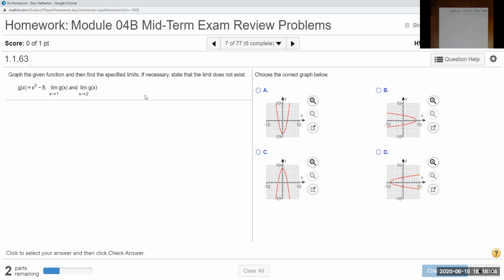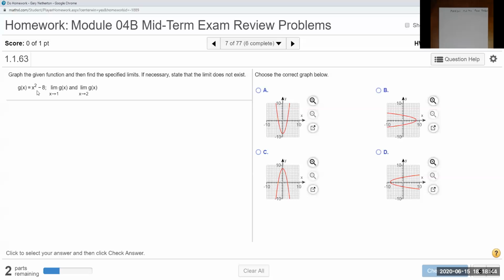Okay, number 7. Graph the given function and then find the specified limits. So you look here, they give you an actual function. They give you an equation. g of x equals x squared minus 8. And here, they actually give you 4 different graphs. So the first step is you have to figure out which of these graphs represents this function. This function is x squared minus 8. So first, you have to figure out which is the correct graph of the function.